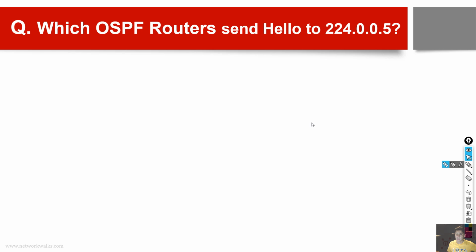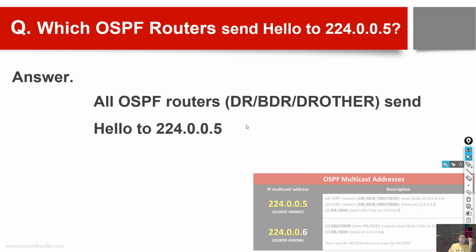Which OSPF routers send hello to .5? We just discussed in the original slide that all OSPF routers send hello, including DR, BDR. There are three types: when we say all, it means DR, BDR, and DR other, which means designated, backup designated, and everyone else. So they send hello to .5 and they listen on 224.0.0.5 for every type of packet. This is a little bit of a thin part, so we have to focus on it.